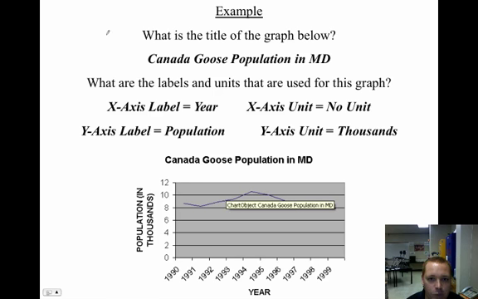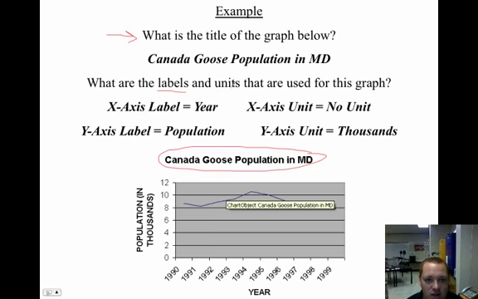So let's start here. What is the title of the graph? Since we've already done the notes on titles, the title is always located across the very top, to give a brief glimpse and a better understanding of what the graph is trying to represent. This one says, Canada goose population in MD, and MD stands for Maryland. So this is going to tell you roughly how many Canadian geese are found in Maryland. So the first question, we got the title.